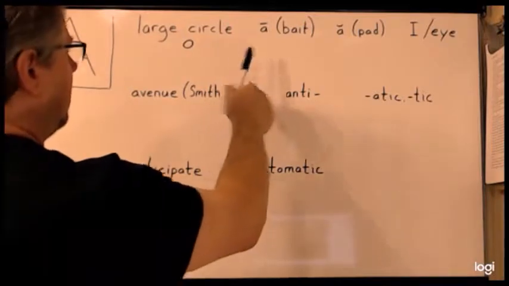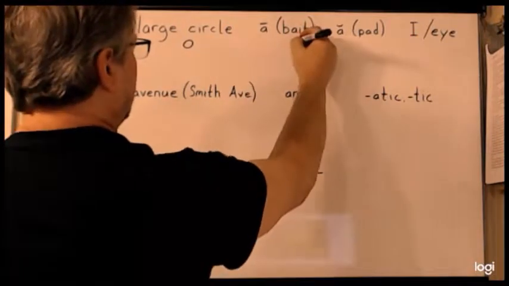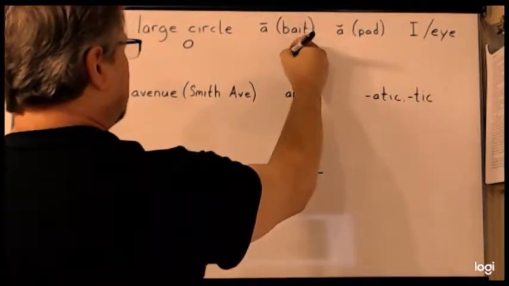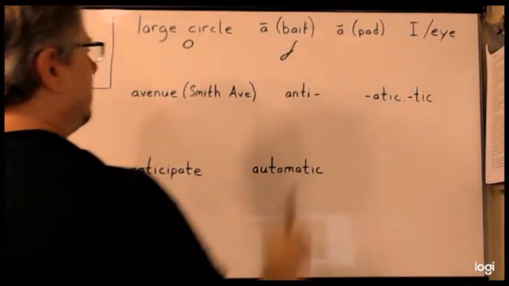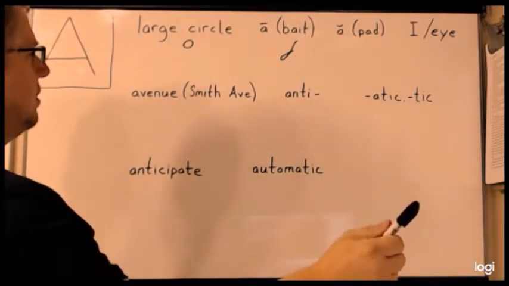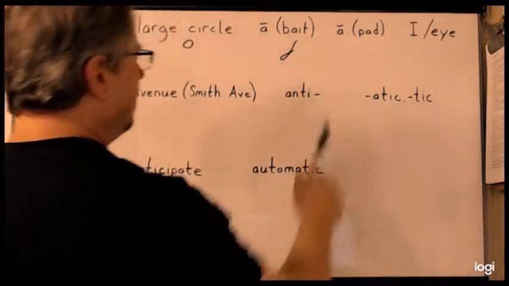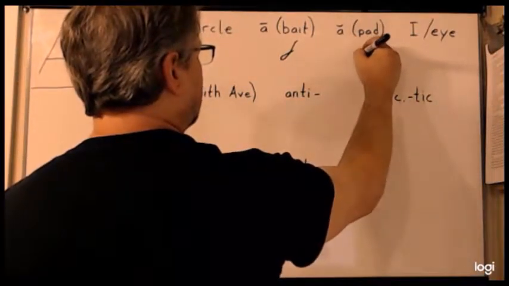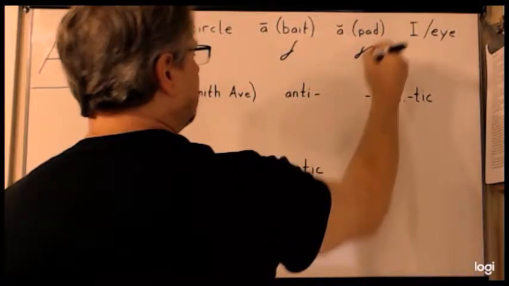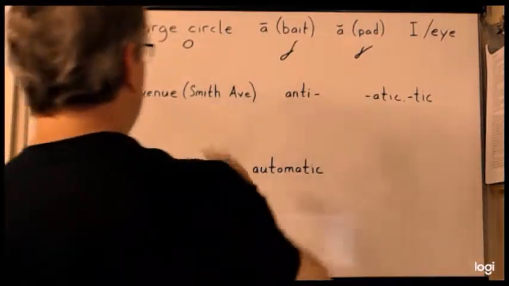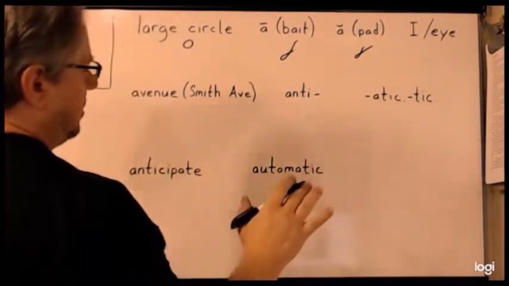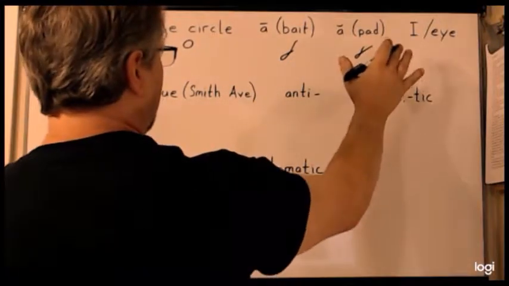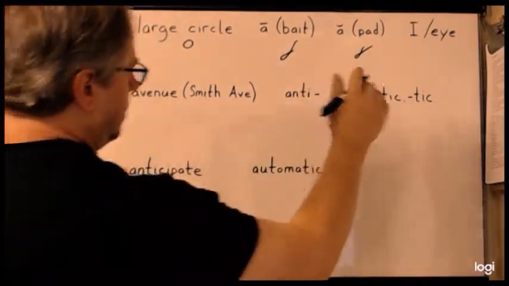As a long A in the word bait, B-A-T. Remember, this is written phonetically. For the short A, the word pad, P-A-D. By itself, the large circle stands for the short form I, or for the word I.